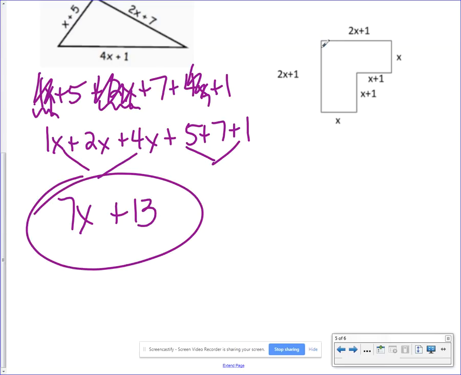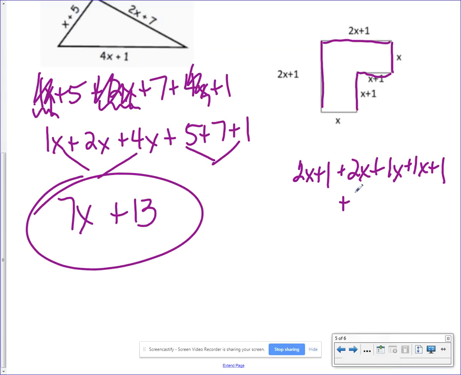This guy, you have all of these sides given in algebraic terms. So we have, I'm going to start with this side. That's a 2x plus 1. You have another 2x plus 1. We have a 1x. We have a 1x plus 1. This is going to be long. Here's another 1x plus 1. And finally, a 1x. You've got to combine all of this together.